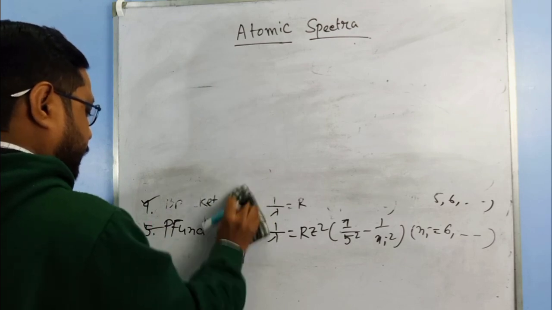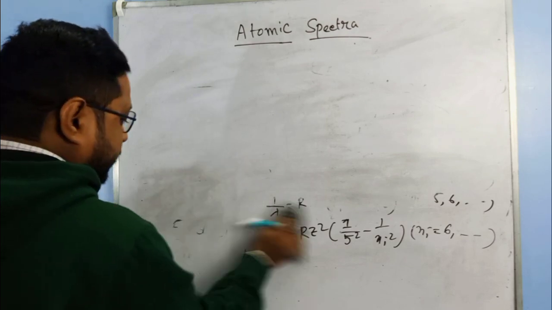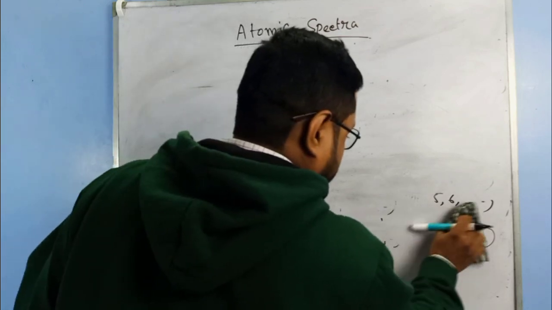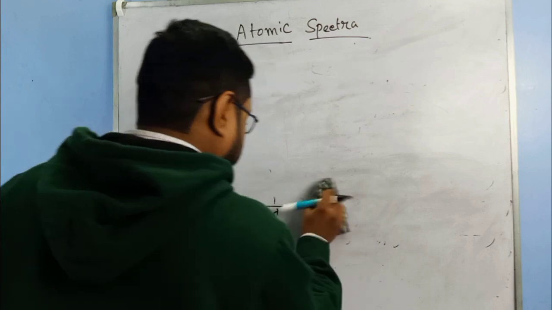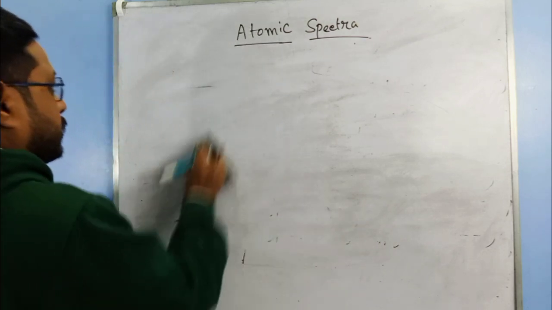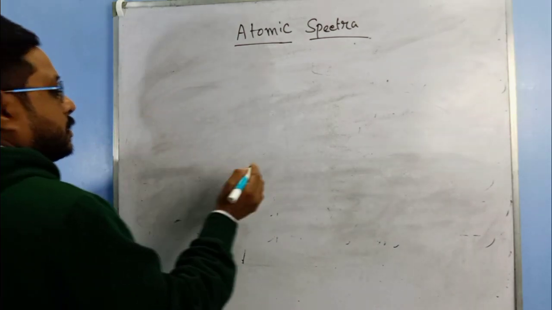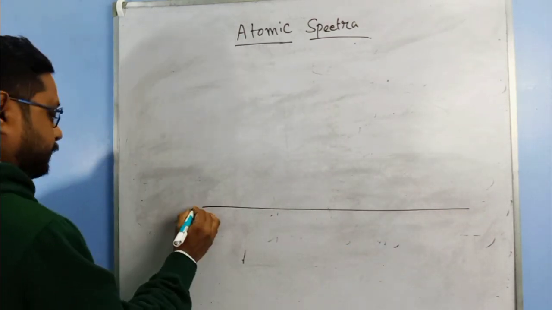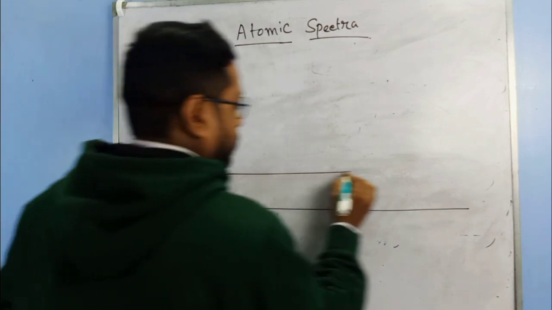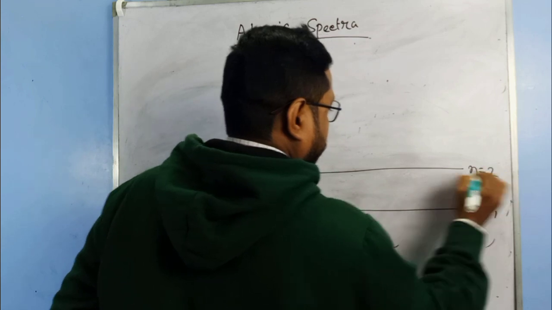So now we go for energy level diagram of atomic spectra of hydrogen. Energy level diagram of atomic spectra of hydrogen. This is the ground state, n equal to 1, and this is n equal to 2.